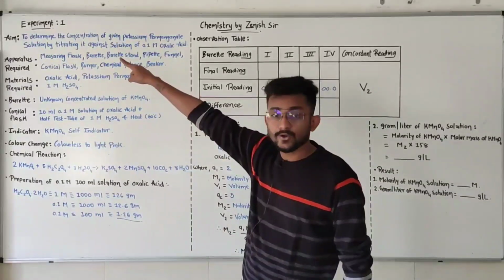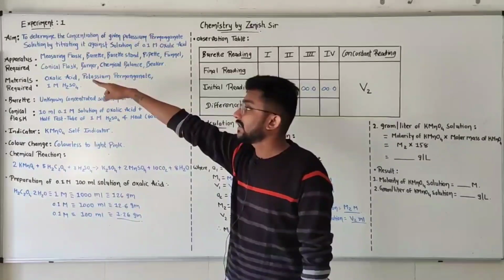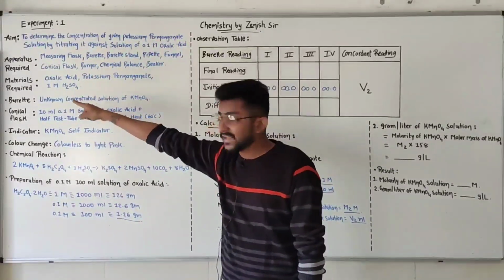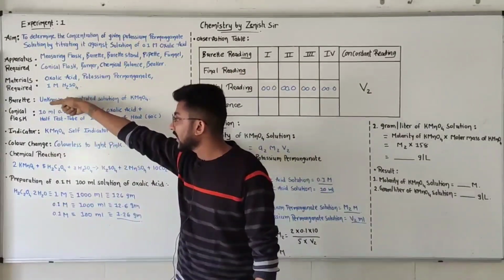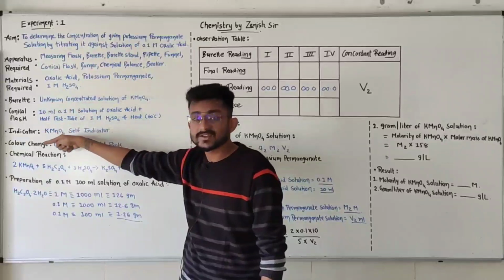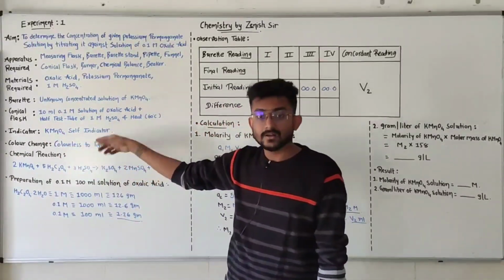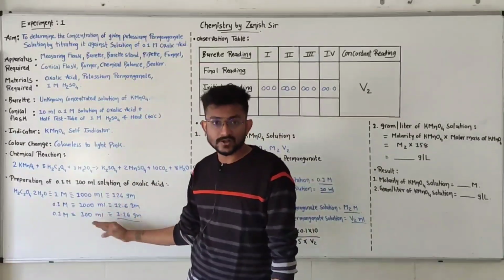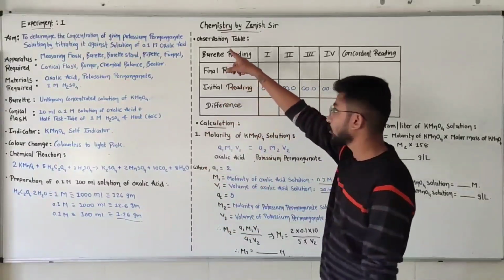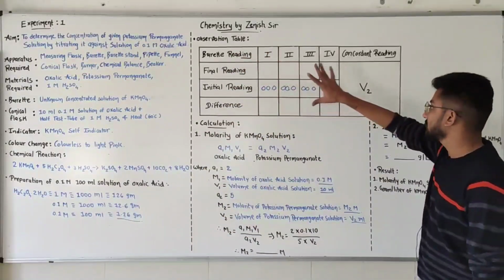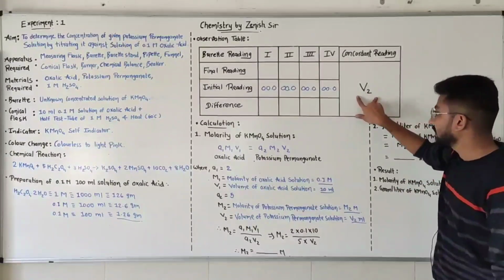First of all, you have to write your aim, which will be given to you in the exam. After that, you have to write the apparatus required, the material required, and you have to compulsorily write these 4 things: burette, conical flask, indicator, color change, in the same order. After that, you have to write the chemical reaction. After that, you will make the solution of oxalic acid, so you have to calculate this part. After that, you will draw your observation table. As the observation table is completed, you took all the readings, you make the average V2.